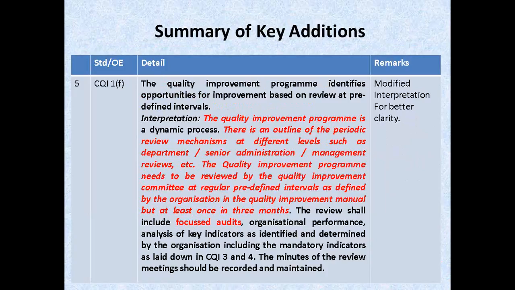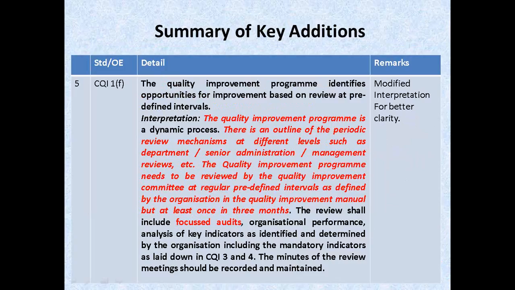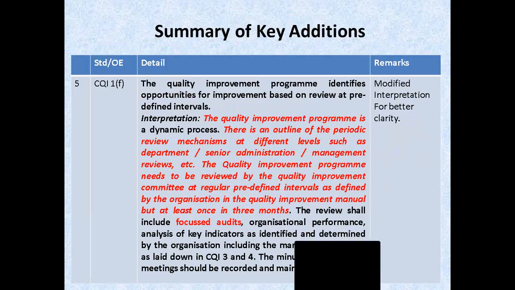The quality improvement program needs to be reviewed by the quality improvement committee at regular predefined intervals as defined by the organization in the quality improvement manual, but at least once in 3 months. So here you see that the review has been once in 3 months. Review shall include focused audits, organizational performance analysis of key indicators as identified and determined by the organization, including the matter which is laid down by the CQI. The minimum meetings should be recorded and maintained.